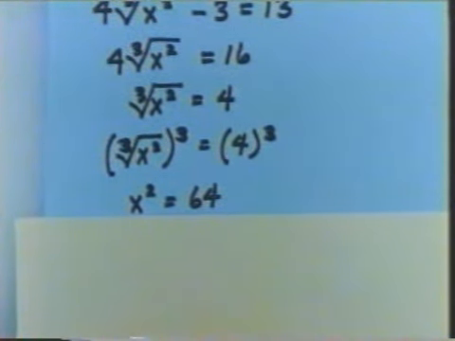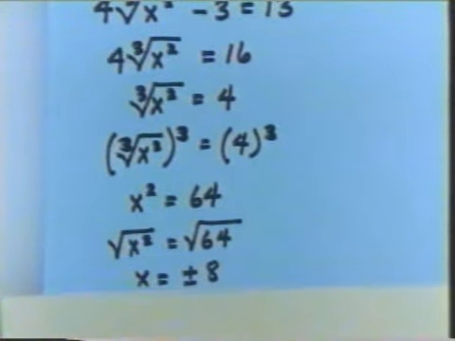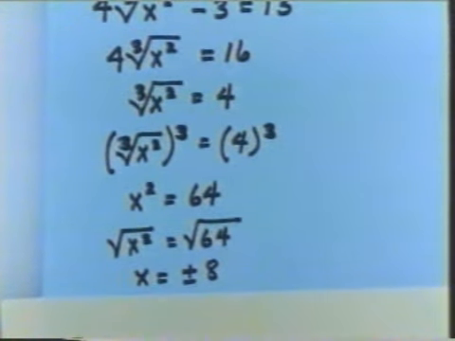Now we have a quadratic equation which can nicely be solved by the principal square root method. If we take the square root of both sides of this equation, then we'll get our two answers. X is equal to plus or minus 8. Now we're down to the final stage, which is to check each possible answer in the original equation.